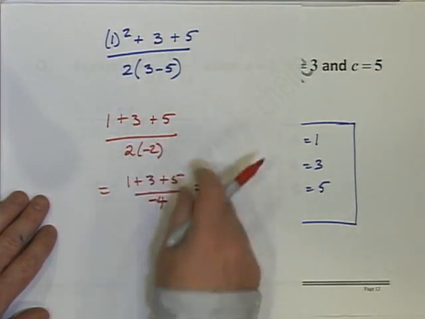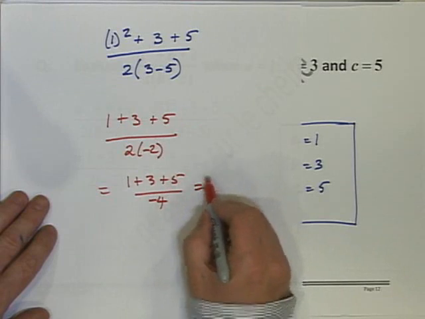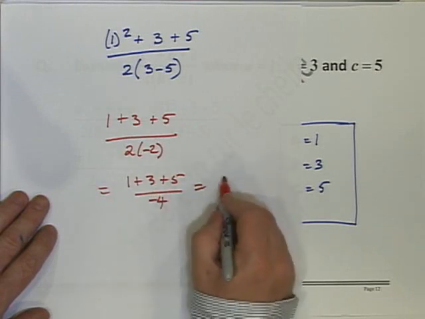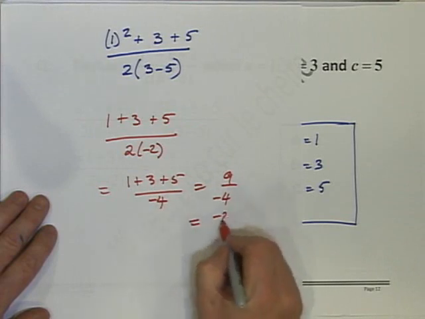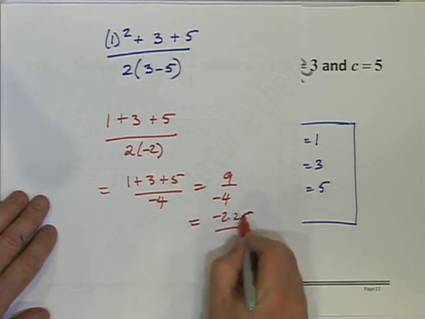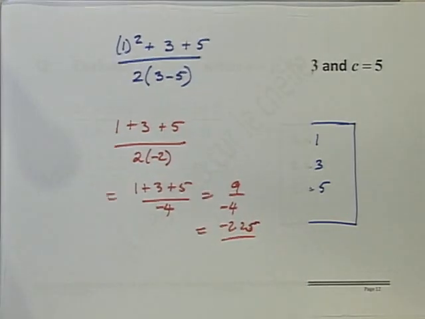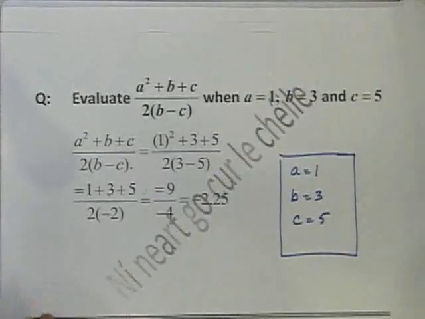Multiplication is done before the other, so 1 plus 3 plus 5, and 2 times minus 2 is minus 4. Now you can do the stuff on the top if you want. You can say 1 plus 3 is 4, plus 5, that's 9 over minus 4, whatever that turns out to be, minus 2.25 or whatever. But that's why you do those PEMDASes. Okay?